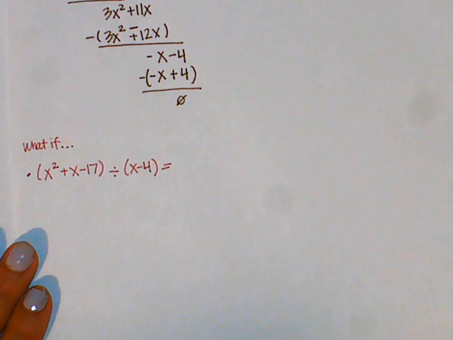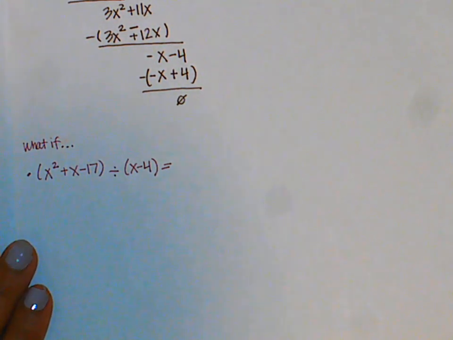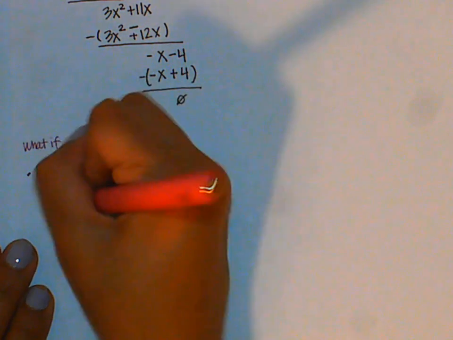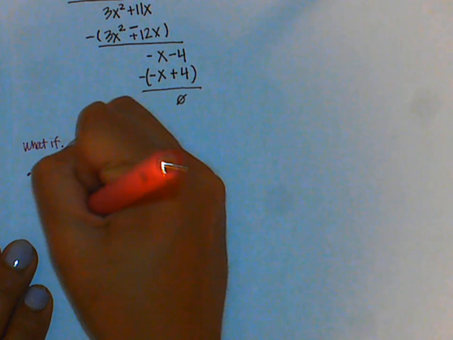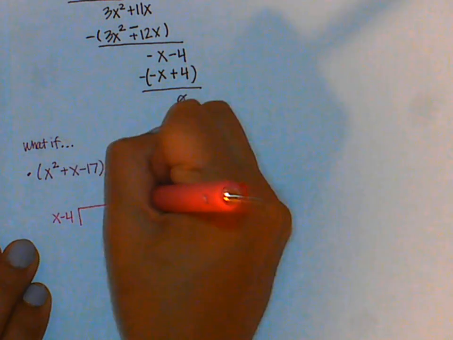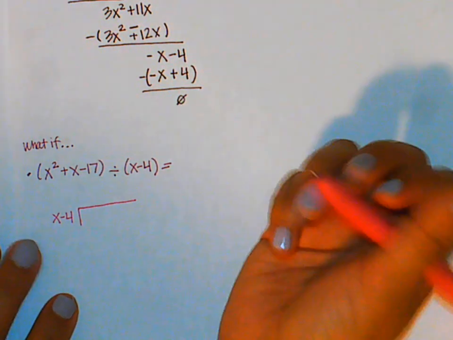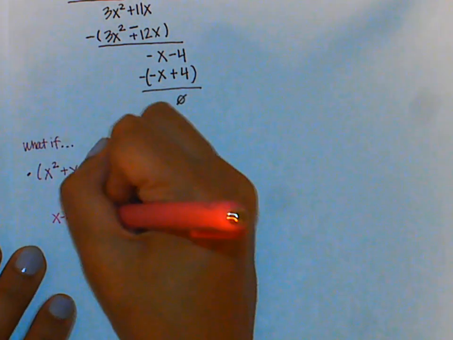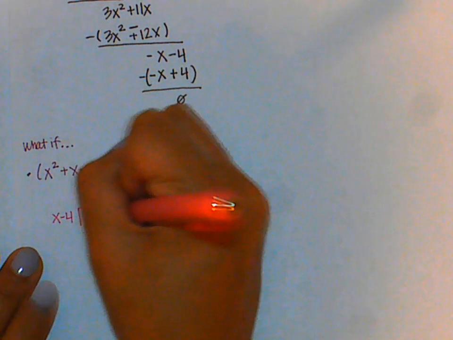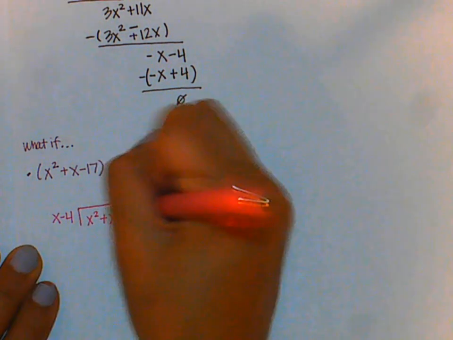Okay, what happens if we have this? Now at first look, it looks like the same thing we've been doing. So let's go ahead and set it up. x minus 4 is our divisor, and our dividend is x squared plus x minus 17.